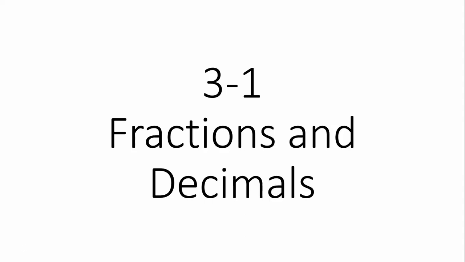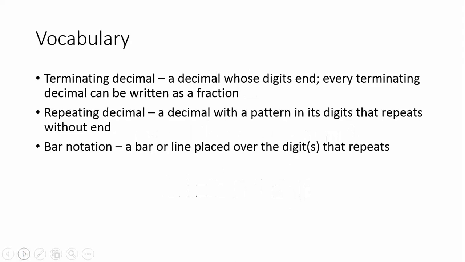The first section in Chapter 3 is titled Fractions and Decimals. Some vocabulary terms. A terminating decimal is a decimal whose digits end. Every terminating decimal can be written as a fraction. That's important to remember. A repeating decimal is a decimal with a pattern in its digits that repeats without end. And bar notation is a bar or a line that's placed over the digits that repeat in a repeating decimal.